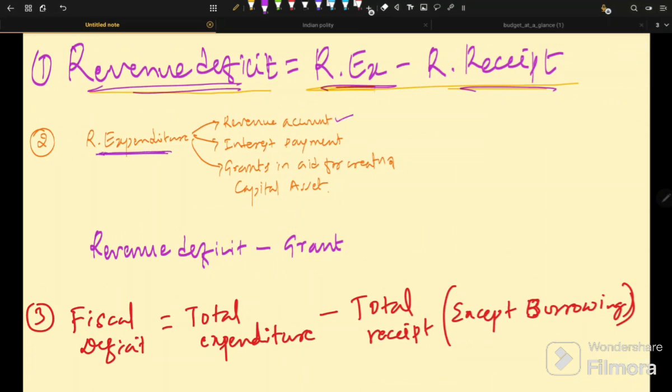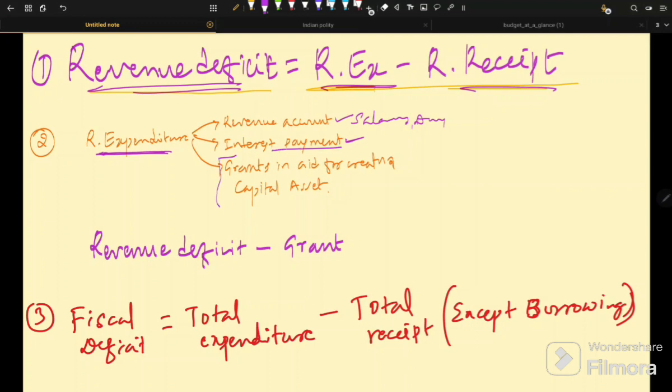One is revenue expenditure, the general thing, like salary payment or day-to-day administration. Very general expenditure. Okay, another one is the interest payment, meaning the government borrows money every year, every day, and for that the government needs to pay back the interest. That is interest payment, also revenue expenditure.